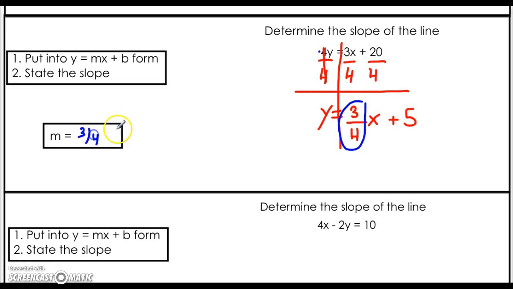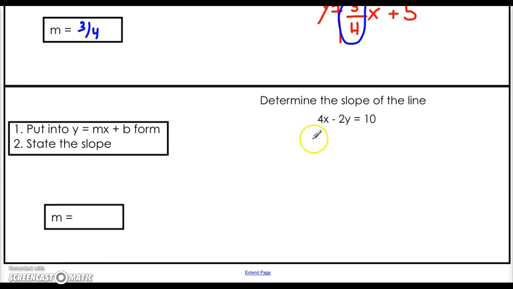All right. So remember, if it's not in y equals form, if there's anything in front of the y on this side of the equation, you can't know the slope first. You have to first divide everything by whatever's in front of y. Okay, gotta solve for y. We're gonna try one more of these.